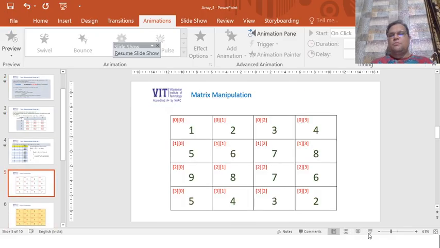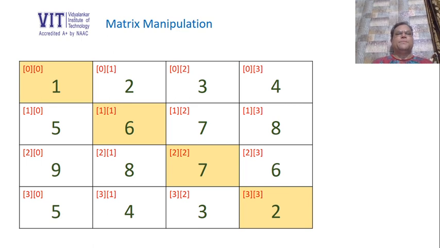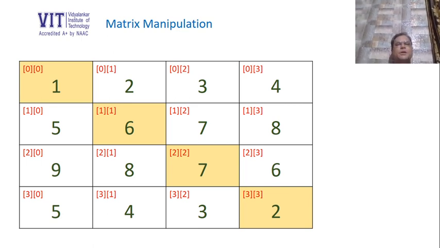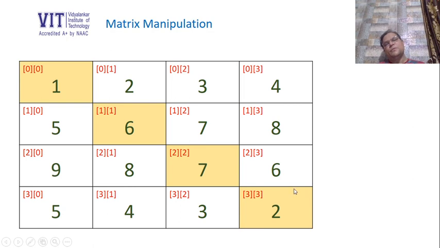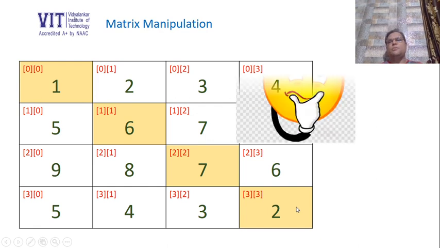We wanted to perform other operations on a two-dimensional array. For example, instead of finding sum of all the elements, I wanted to find the sum of elements which are present in this diagonal. So I have highlighted the elements which are present at diagonal. So I don't want to add all of them. I want to add just 1, 6, 7, and 2. These are the diagonal elements. Let us say this is the first diagonal of the matrix, and this will be considered as second diagonal of the matrix. So now my question is, write a program to find sum of first diagonal elements of a matrix.